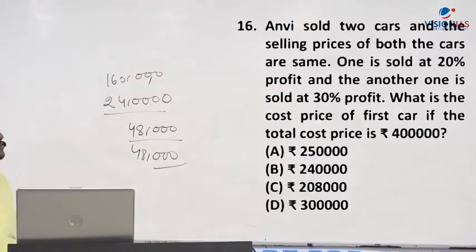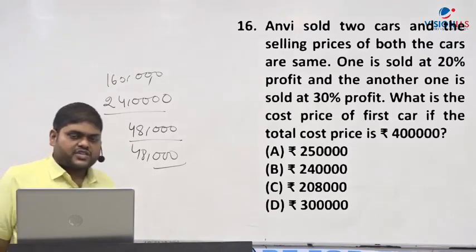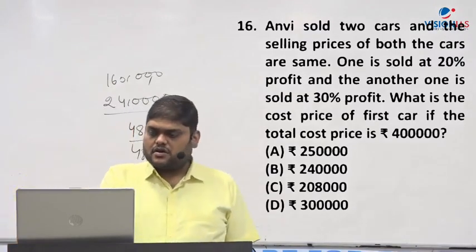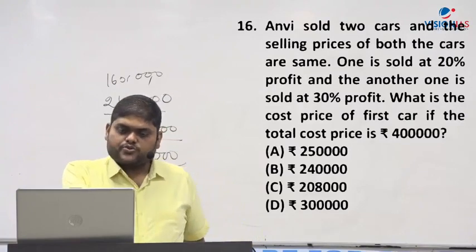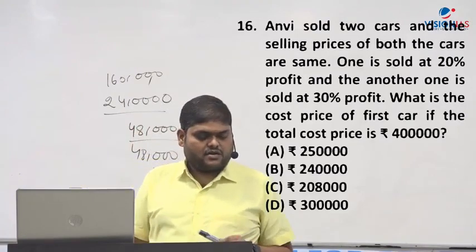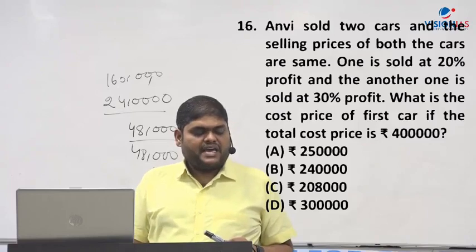48,000. That means option B is correct. Option B is correct, not C. Option number B is correct.